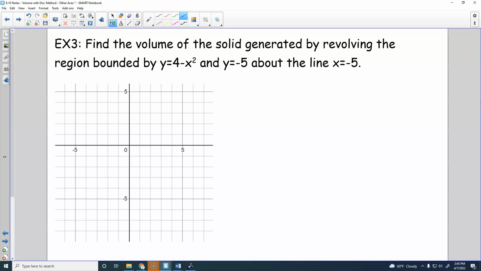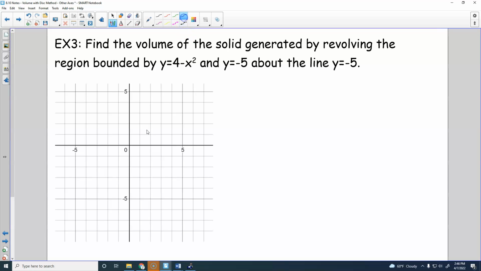Okay, we need to find the volume of the solid generated by revolving the region bounded by 4 minus x squared and y equals -5. So I think around the line x equals -5. I don't know if I meant for that to be x equals -5. I think I meant for it to be y equals -5. It has to be. There's already a Y. Let's make these both y.